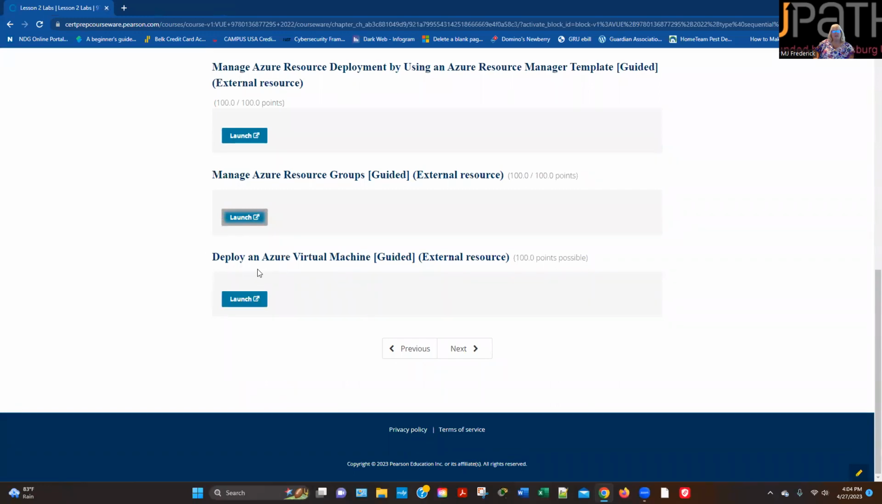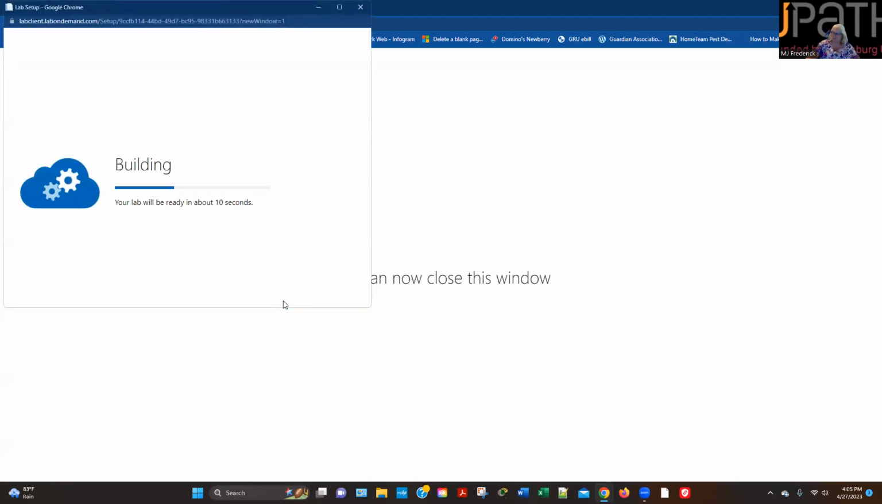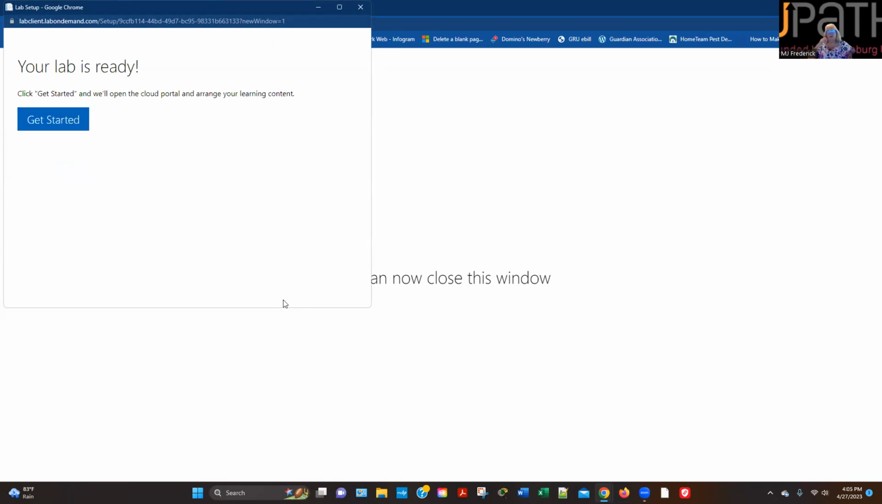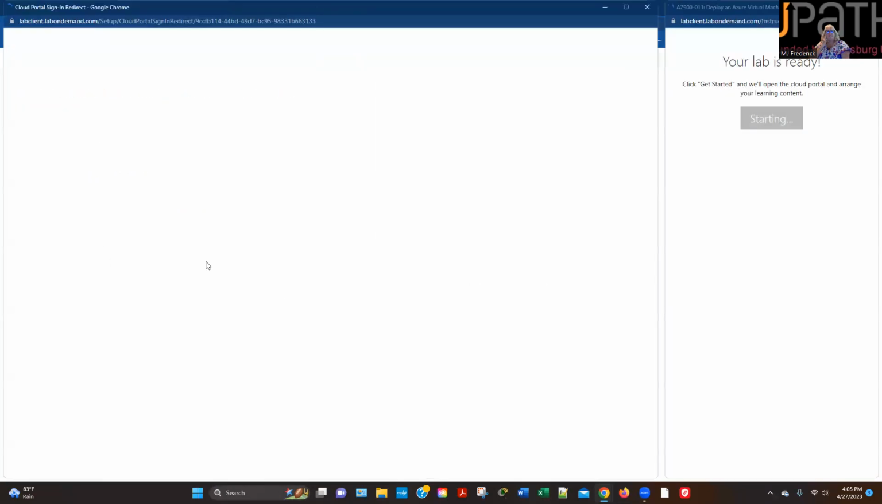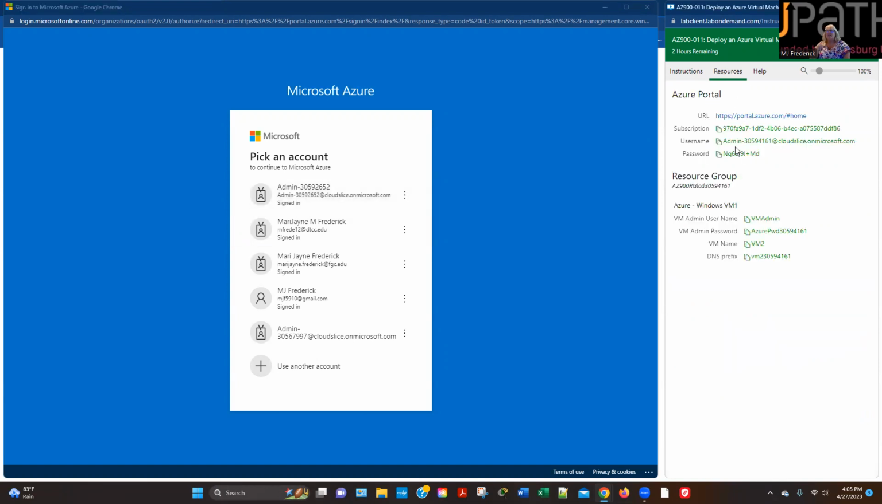So we're going to deploy an Azure virtual machine. And I already went through this once, so hopefully I won't have any problem like yesterday. So I'm going to open the lab window. It's going to build it. And remember, always look at your resources first. So I've already logged in. I think this is still the same one, but when you look at your resources, it's different than the one last night. So you just copy from the clipboard.